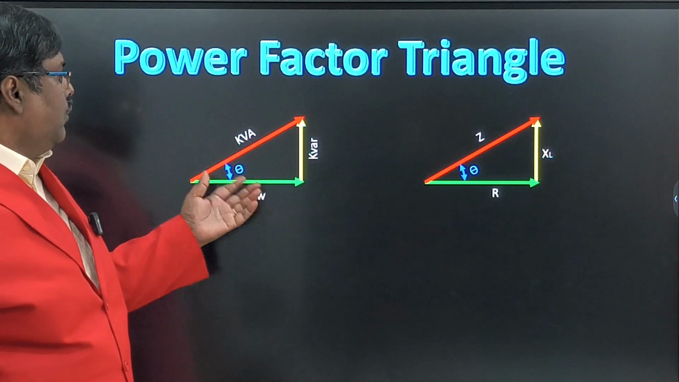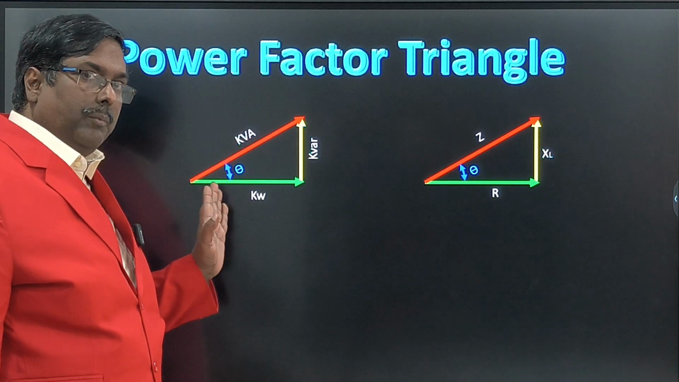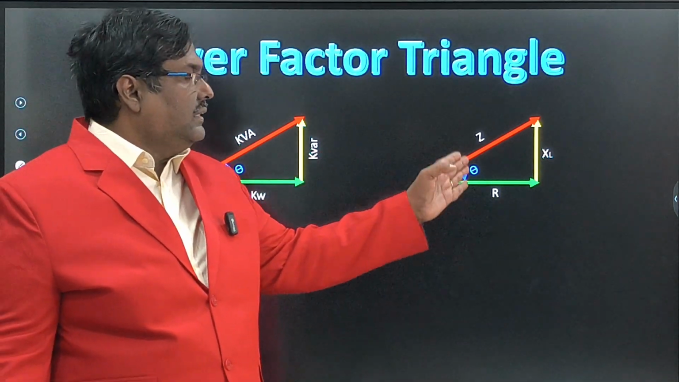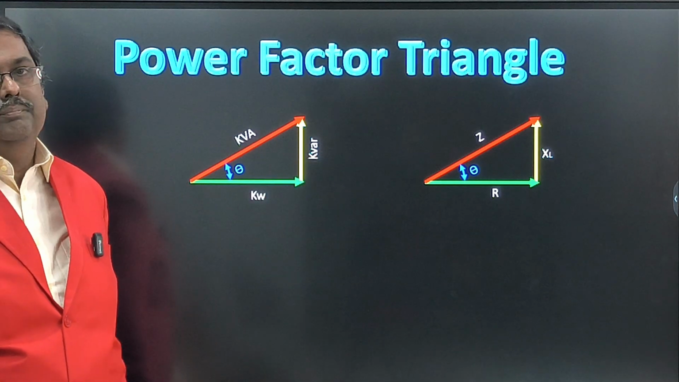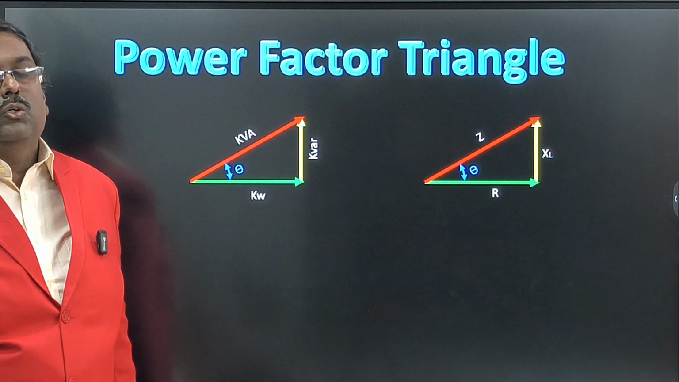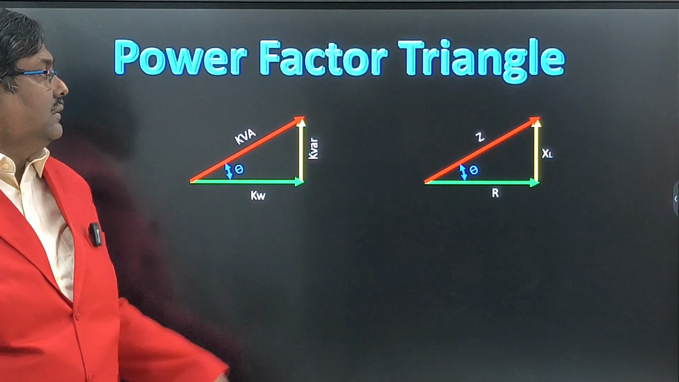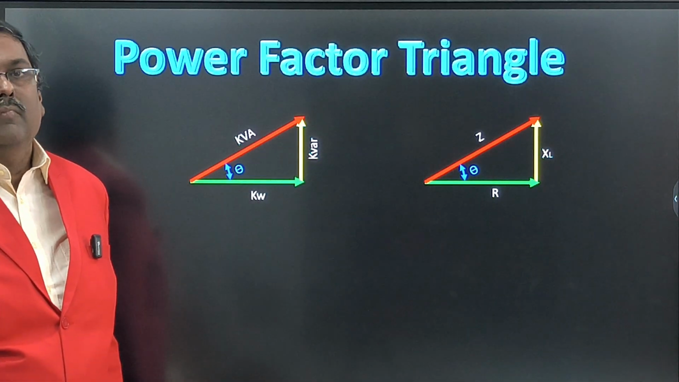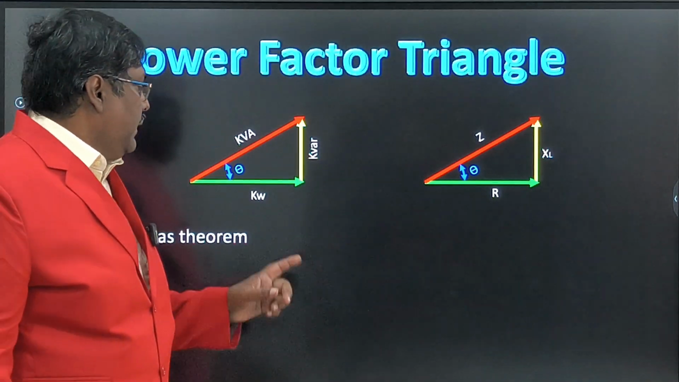Which calculation you want? If you are doing a power calculation, use the power triangle. If you are doing resistance, inductive reactance and impedance calculations, use the impedance triangle. So power factor can be calculated from two triangles: the impedance-resistance triangle and the power triangle. Got it? Okay.